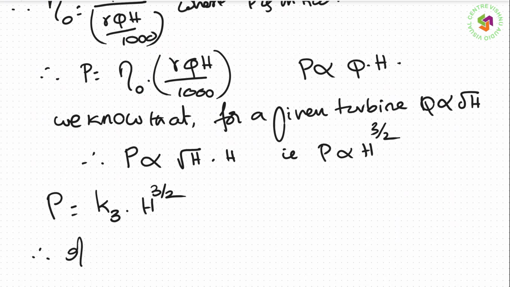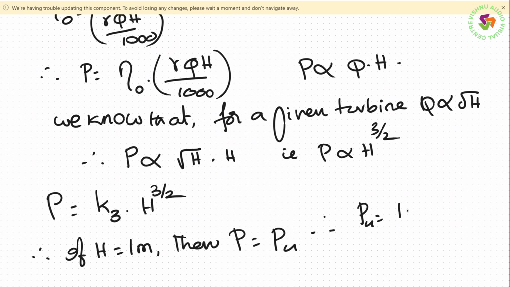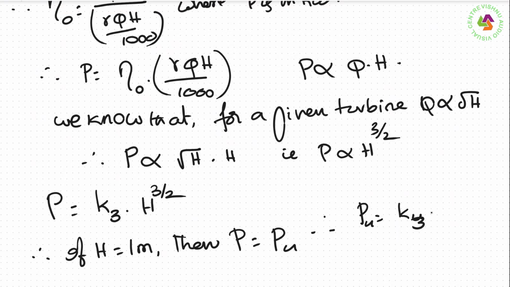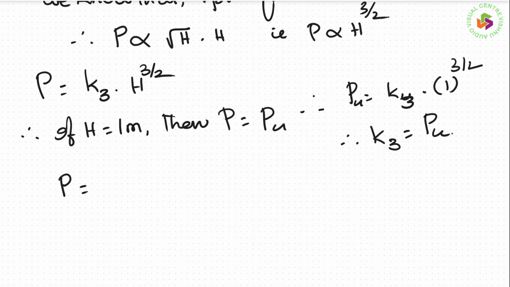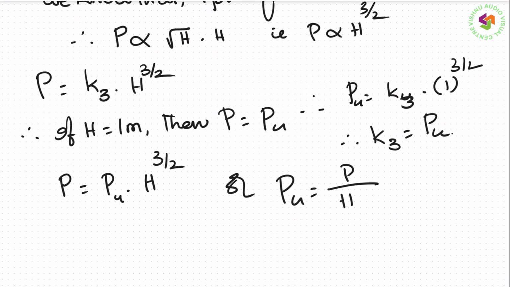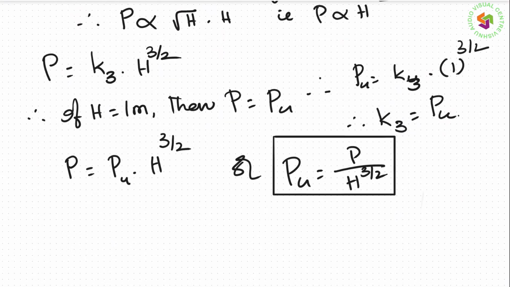Therefore, if H is equal to 1 meter, then P is equal to PU. Therefore, PU is equal to K3 into 1 to the power of 3 by 2. Therefore, K3 is equal to PU. Therefore, P is equal to Pu into H to the power of 3 by 2, or Pu is equal to P by H to the power of 3 by 2. So all three are obtained. So finally, conclude it actually.